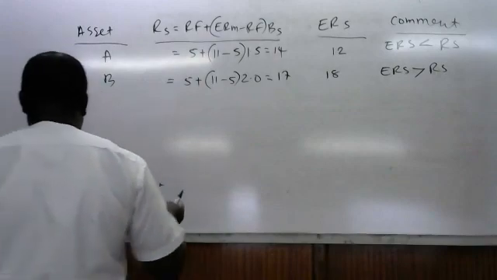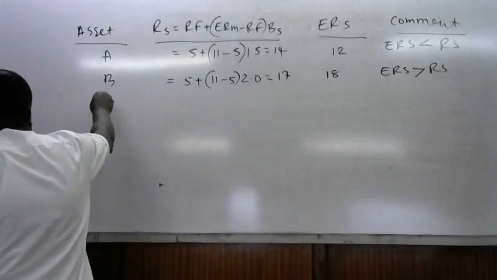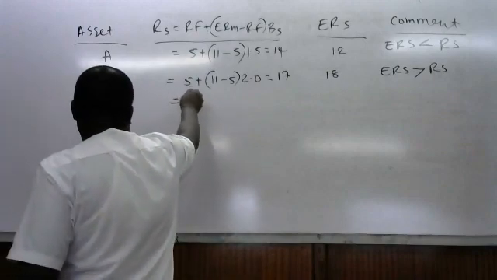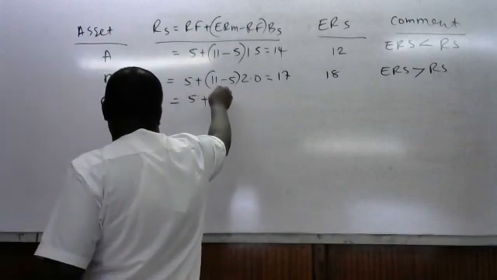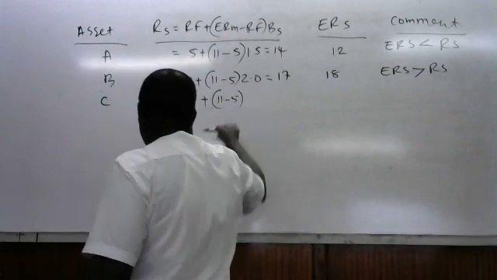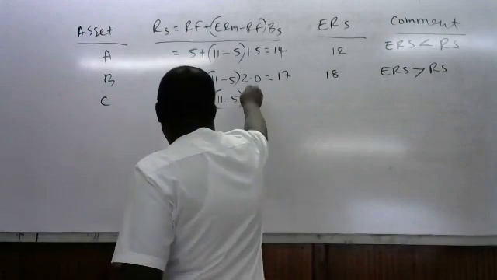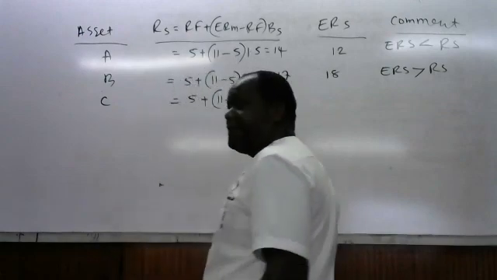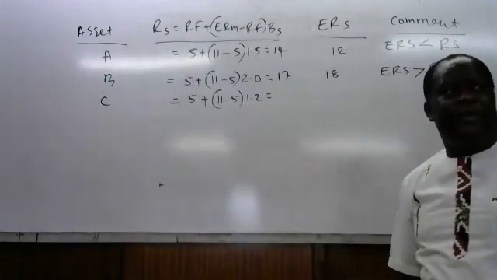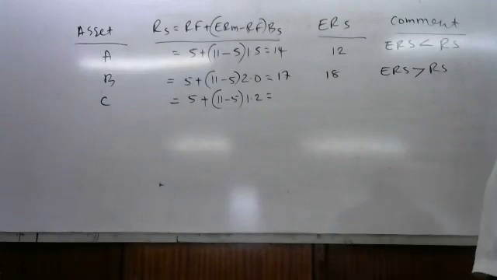Then we do the same for C. It is 5, plus 11 minus 5. The beta factor for this one is 1.2. And we also get the value for that.